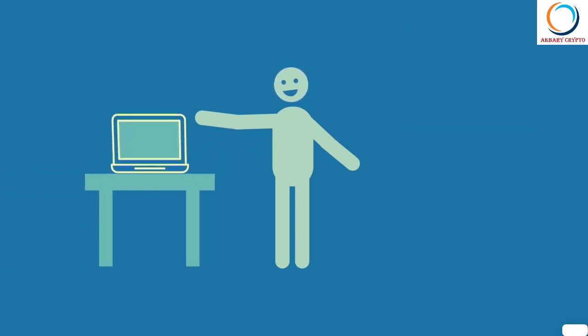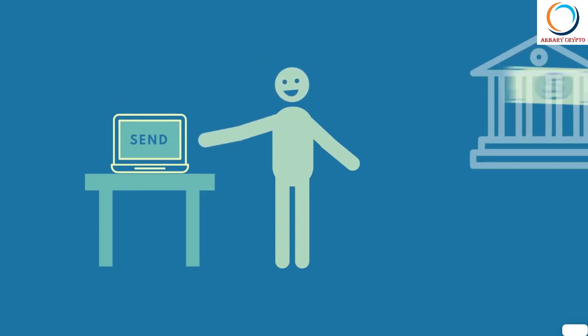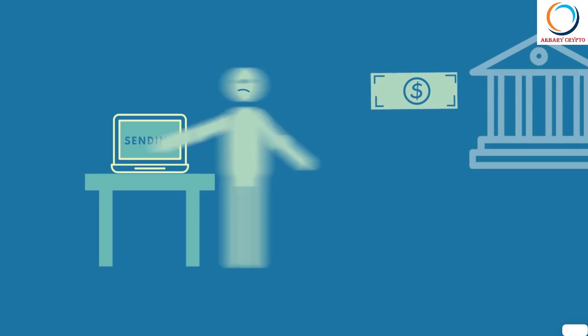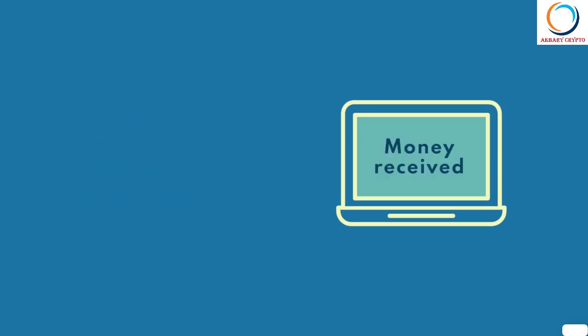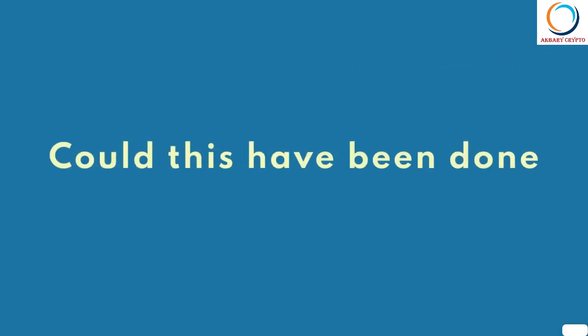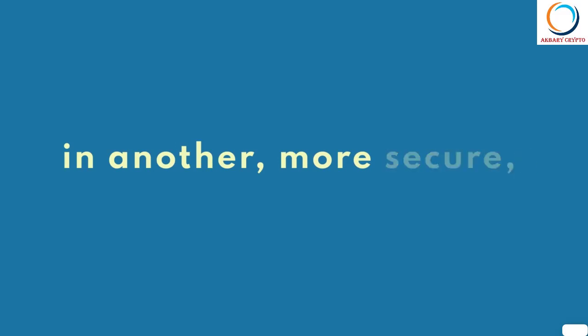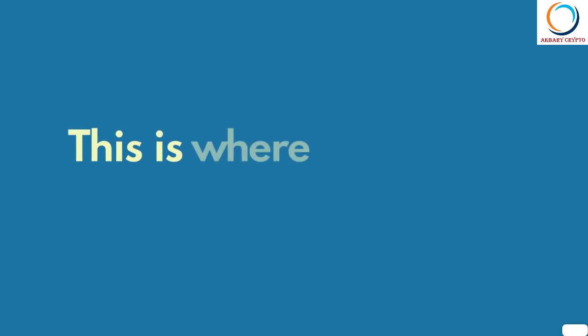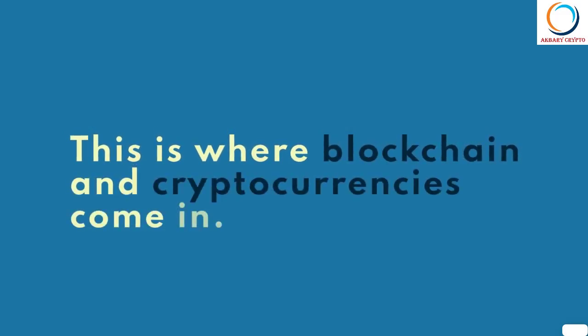He opens up his laptop and sends some money from his bank account. Surprisingly, he finds out that the bank takes a considerable fee for this transaction, and it will take 3 days for the transaction to reach the destination. And by that time, Mac's mother's trip is already over. Could this have been done in another, more secure, faster, and cheaper way? This is where blockchain and cryptocurrencies come in.